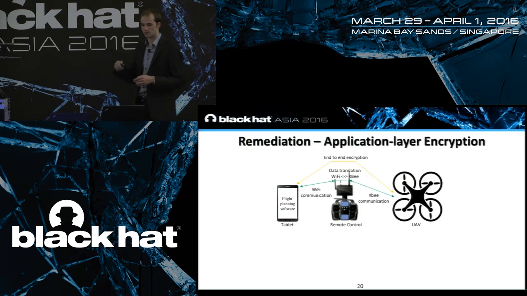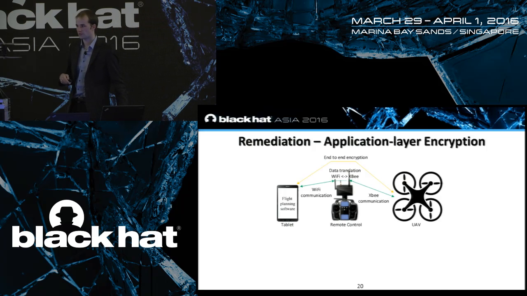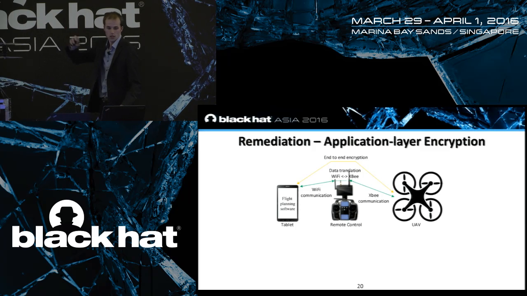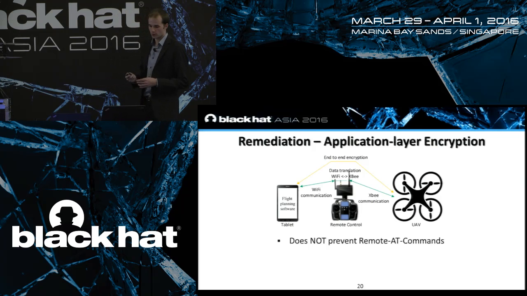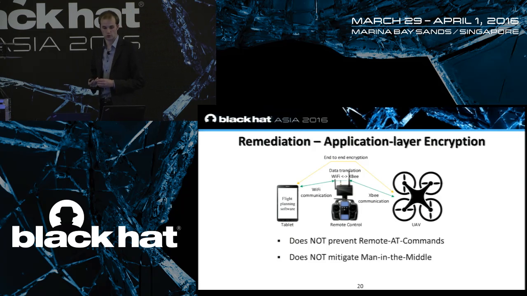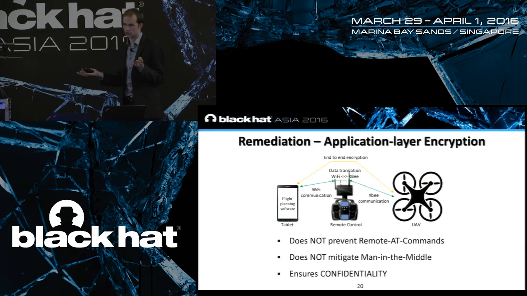So you could use encryption from the software running on the flight, so the flight planning software running on that tablet, to the UAV. And you would also not prevent remote AT commands, and it would not mitigate the man-in-the-middle attack on that XBee channel. However, it would also ensure confidentiality. So somebody would still be able to perform a denial-of-service attack if you would set it to random values, but he would not be able to inject a packet and actually take over the UAV, which he is able to do now.